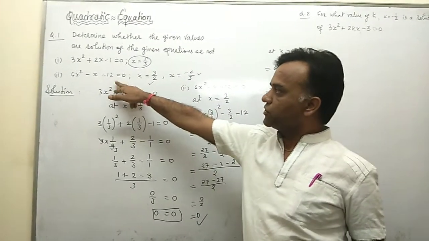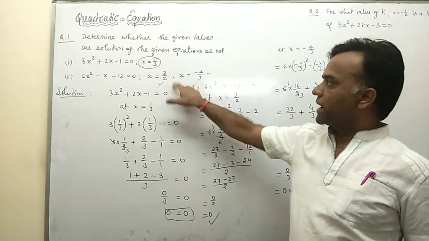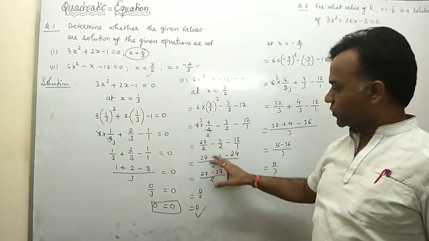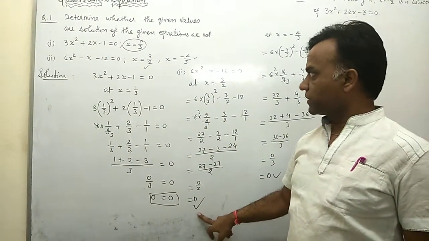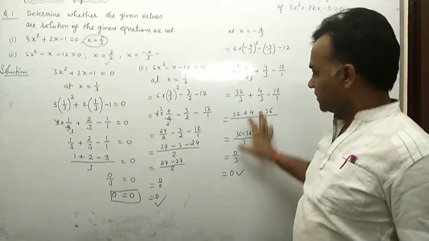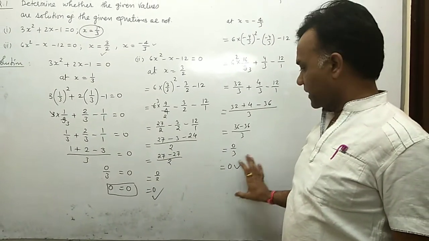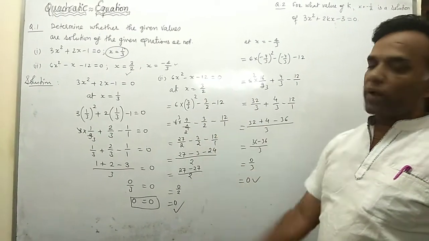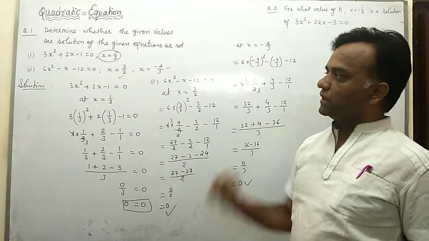But in the second question we have two roots, 3 by 2 and minus 4 by 3, so we check for both. For 3 by 2 we put the value and we get 0 equal to 0. Similarly at x equal to minus 4 by 3, again we put it in this equation, and again we have 0. It means both x equal to 3 by 2 and x equal to minus 4 by 3 are a part of that equation.